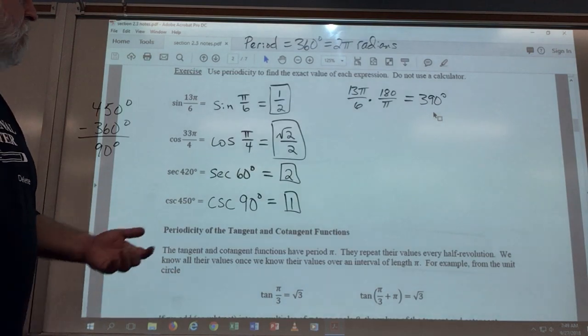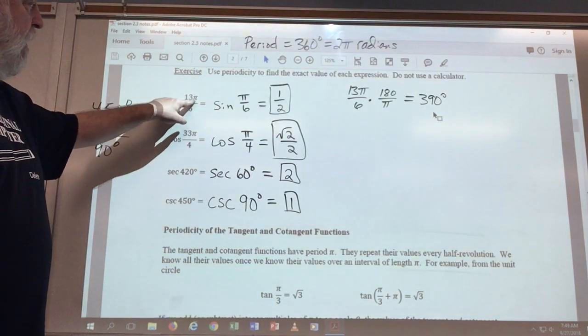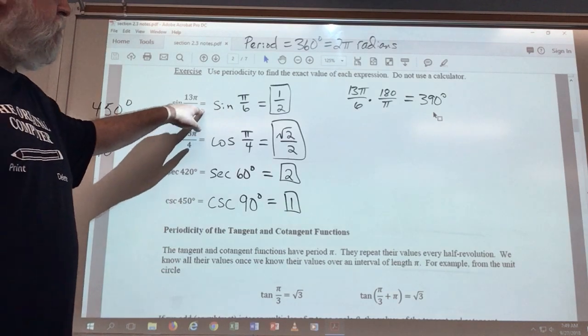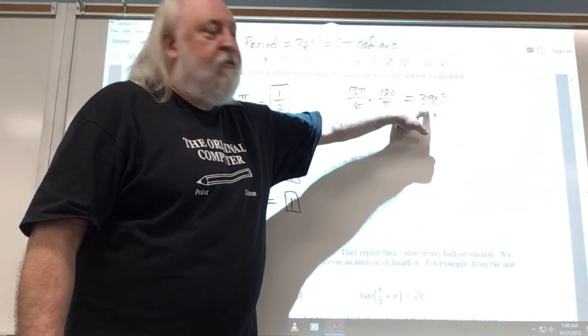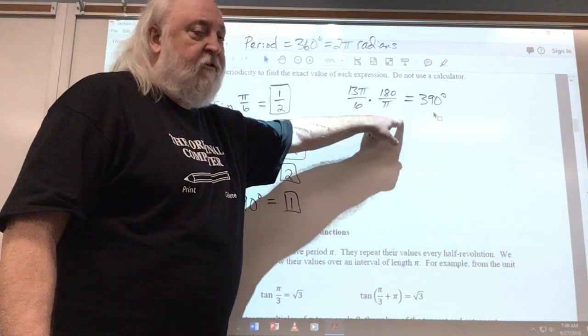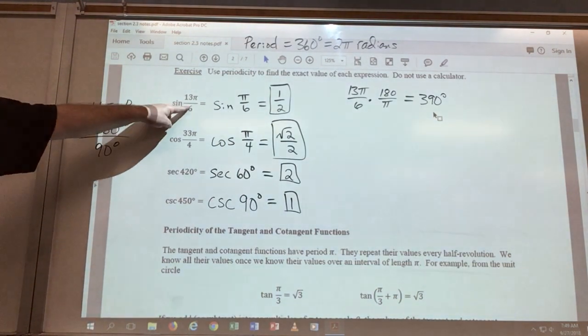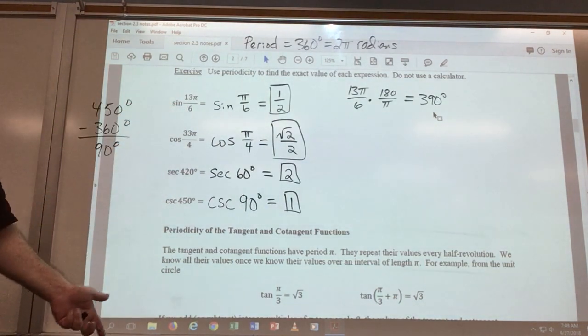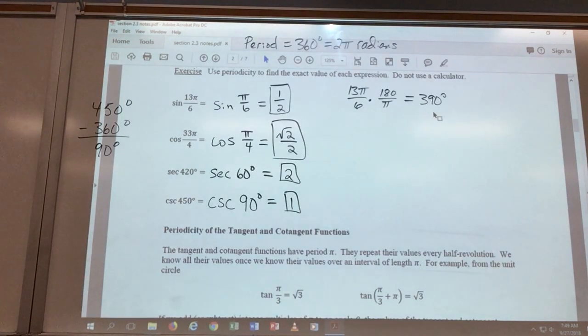So it might have been easier for some of you to write this as sine of 13 pi over 6 is equal to the sine of 390 degrees. And when you subtract 360, you get 30. And so then this is equal to sine of 30 degrees, which is 1/2. Okay. So you can always convert radians to degrees if you're more comfortable working in degrees.